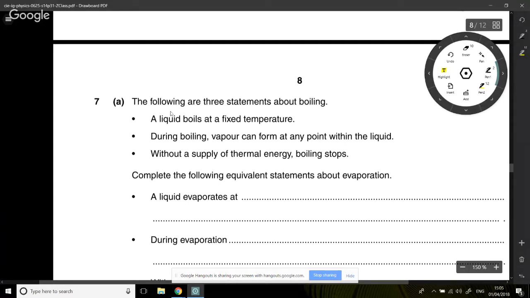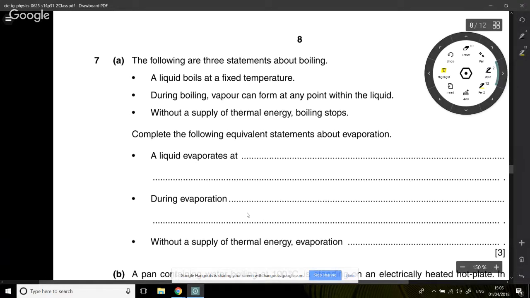All right, this is just a comparison, trying to get the student to compare boiling with evaporation. It's quite straightforward, so you can just look through the answers yourself.